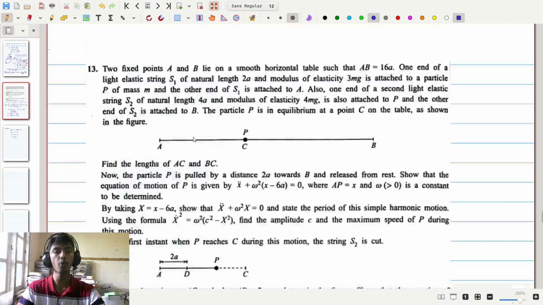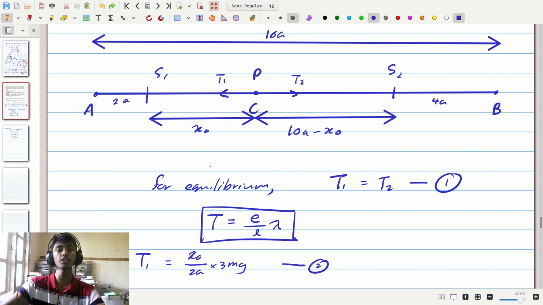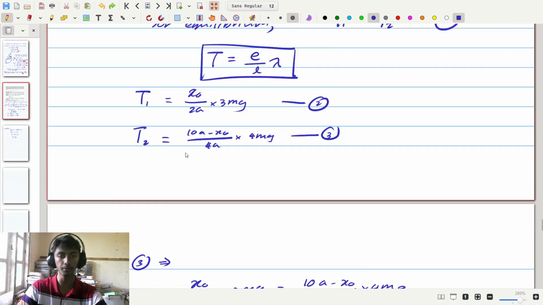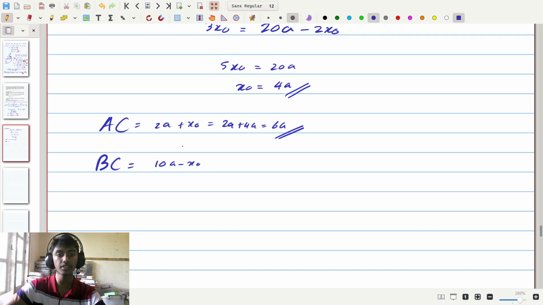Now going up, what we wanted in the question was to find the lengths of AC and BC. According to this diagram, AC is this total length, which is 2a plus x0, and BC is this total length, which is 4a plus 10a minus x0. So going down, AC is equal to 2a plus x0, which is 2a plus 4a, which is 6a. So AC is equal to 6a. BC is equal to 10a minus x0 plus 4a, which is 10a minus 4a plus 4a, which is 10a. And therefore BC is equal to 10a.